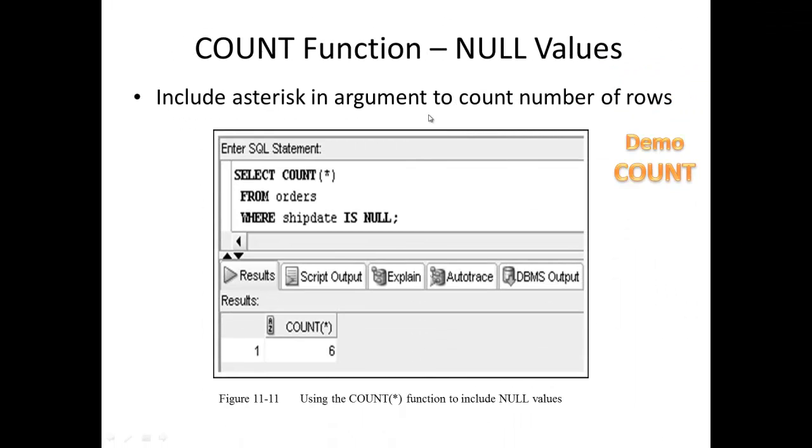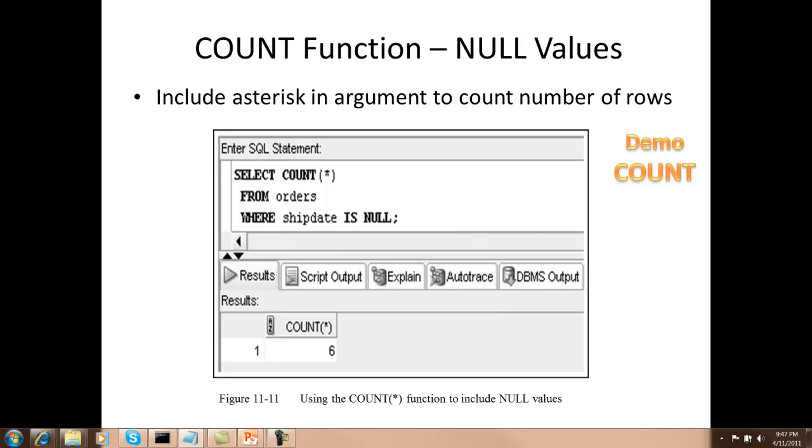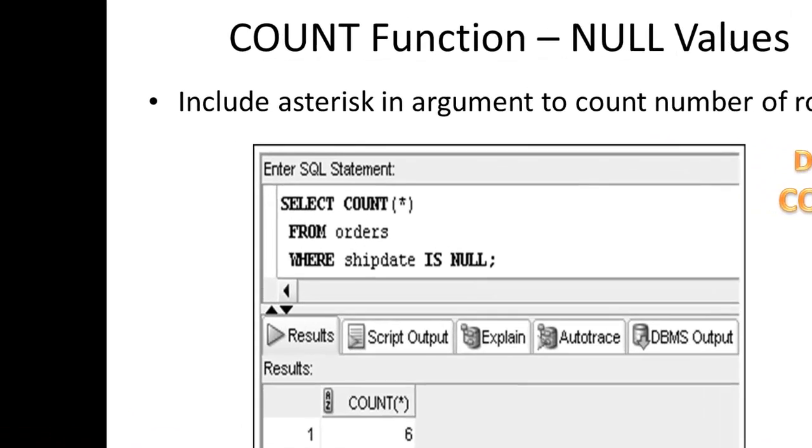This one includes an argument to count the number of rows. Select count number from orders where the ship date is null. This is number 11.11. I'm going to go back and run 11.9 for you and 10, and then I'll run this one from the command line.